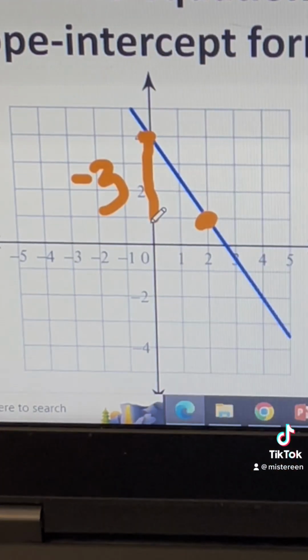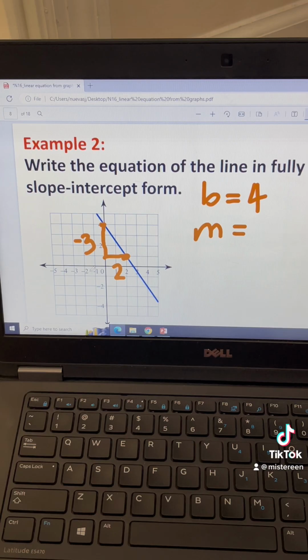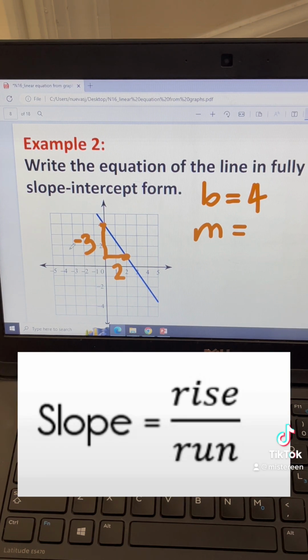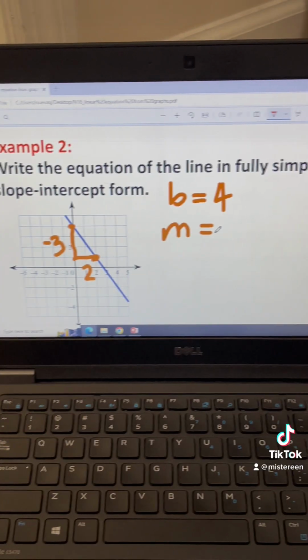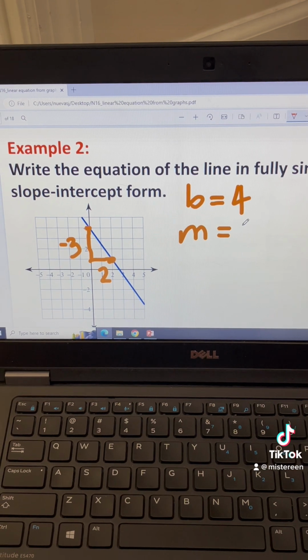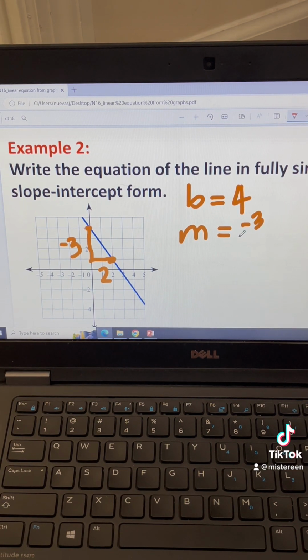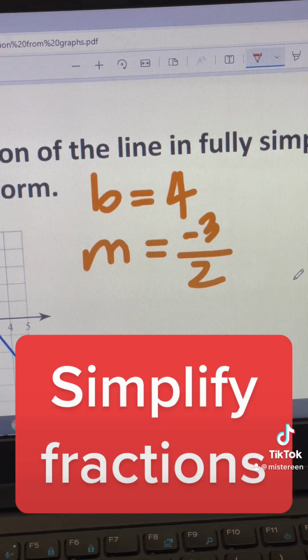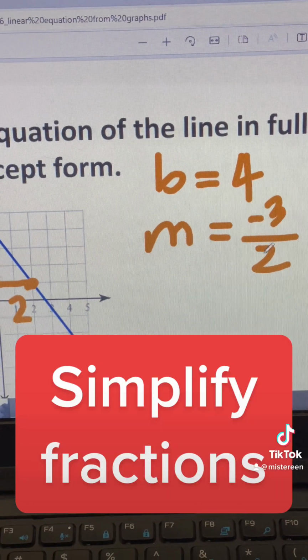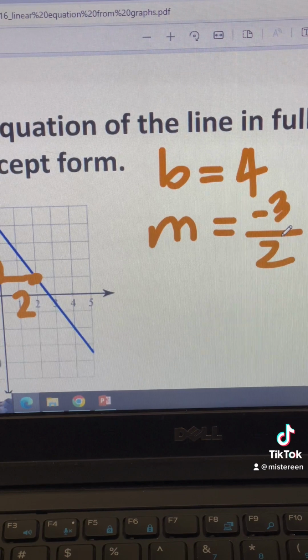And then after going down 3 units, from here you go to the right to reach this second point. And that's 1, 2. 2 to the right, it means a positive 2. Okay. So now the formula is rise over run. Rise is the number at the top, so you have -3, and then divide it by the run, which is a positive 2. You need to simplify that fraction, but I think it's already simplified. So -3 over 2 is already simplified.